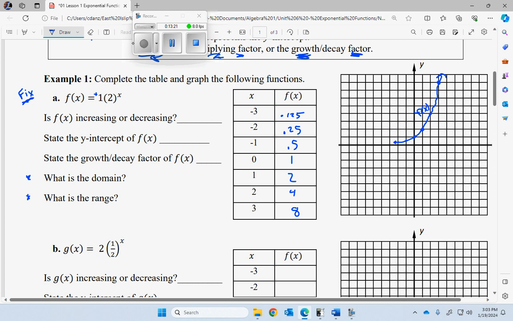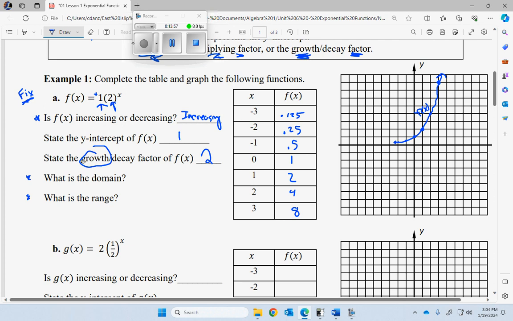So is f of x increasing or decreasing? It's going up. So yes, it's increasing. What is the y-intercept? It is at 1. And remember what we said is that this number here will be the y-intercept. So that's why I wanted to write the 1 in there so that it would stand out. And then it asks for the growth factor, growth or decay. Let's circle growth because it is growing. And the growth factor is 2 because it's that number in the parentheses.